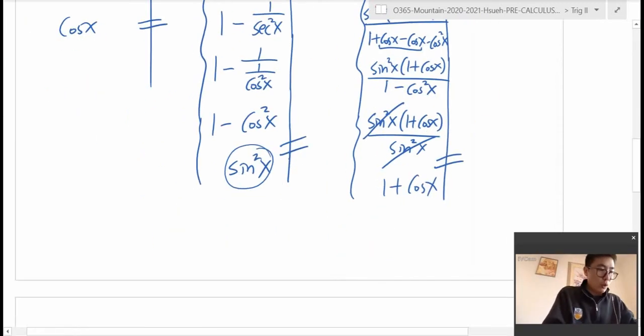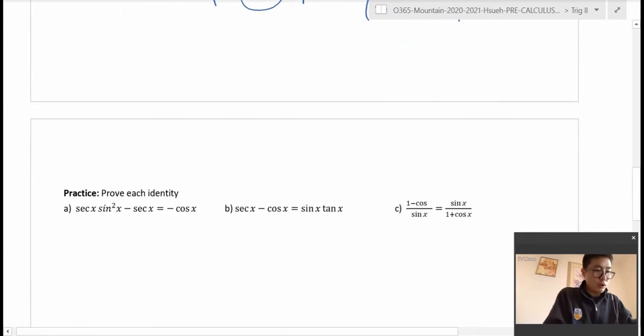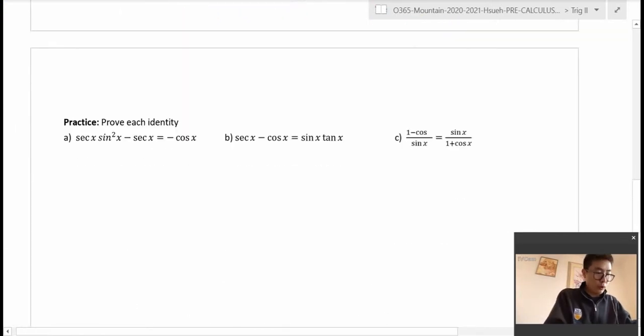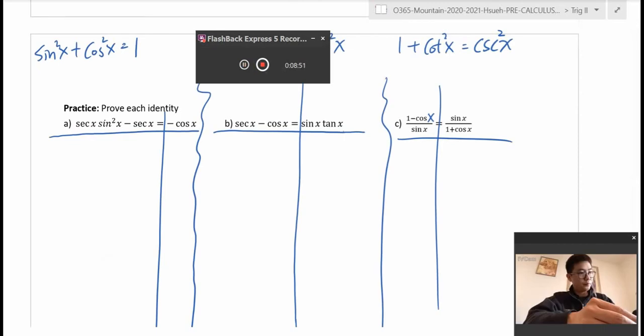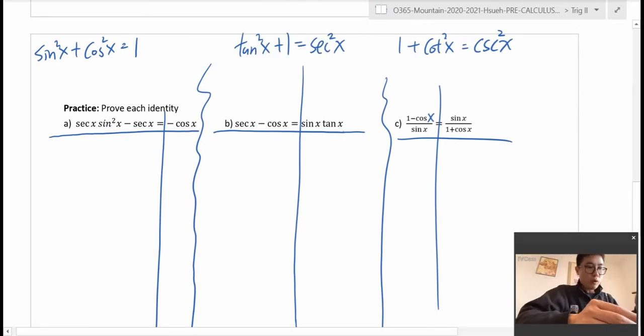Okay, so here are the 3 examples that I just showed you. There are 3 for you to try. So good luck. All right, so I'll show you these 3 here.